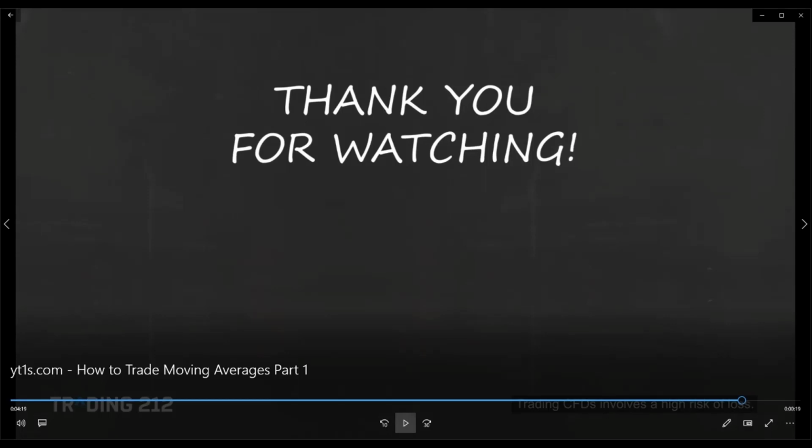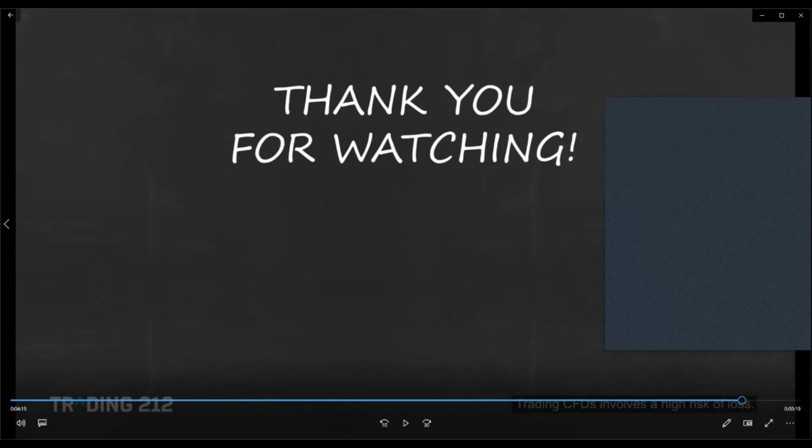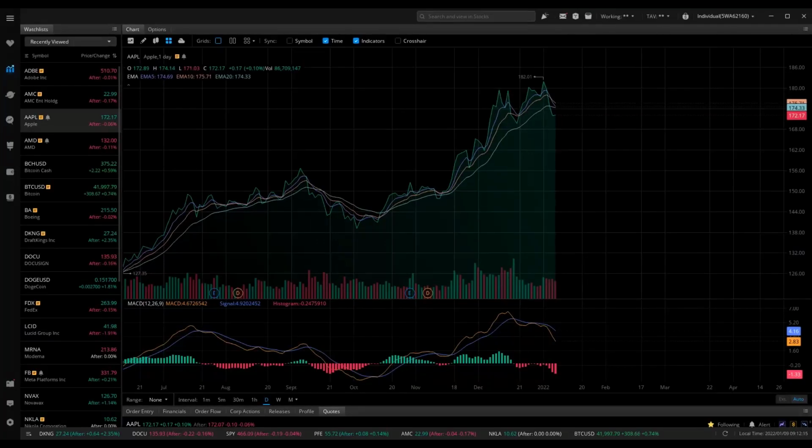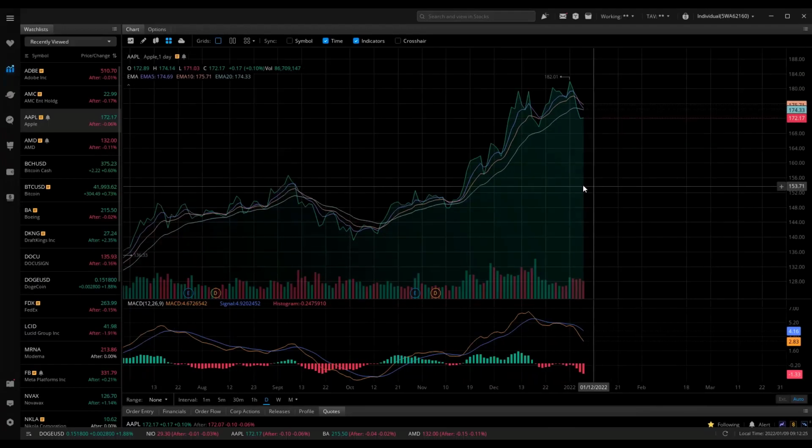All right, so we're going to switch over to Webull, and we're going to show you some live examples, but also how to configure the moving averages for your preference. Because like I said, there's many different styles of investors and traders, and whether you're a long-term, short-term, swing trader, day trader, it just depends on that.